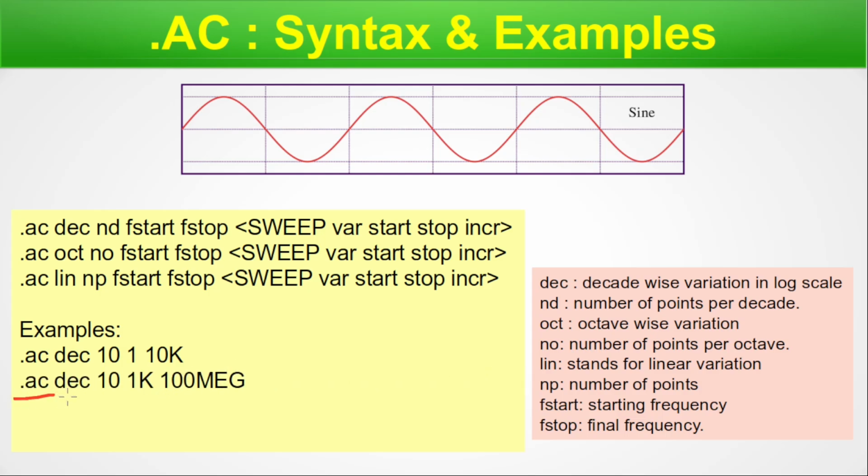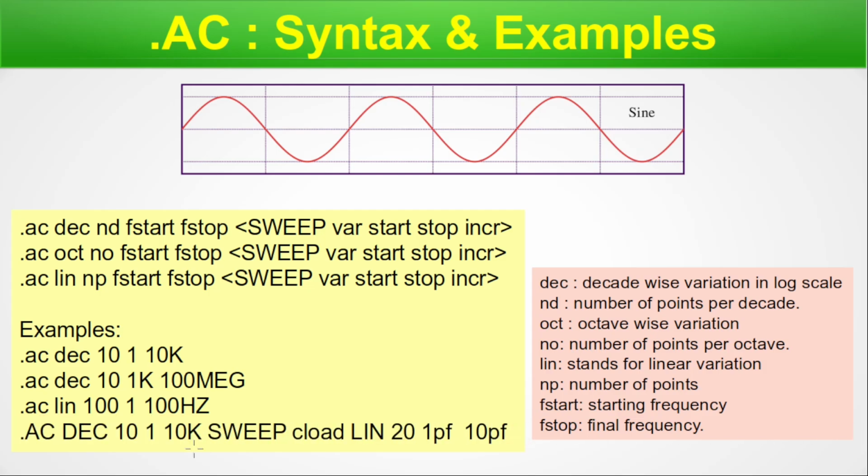Next, we have .AC and decade. Number of points will be 10. Starting frequency 1k and ending frequency 100 meg. Obviously, we are considering the default units of the frequency. Now we have .AC, then linear, with 100 points. Starting is 1 and ending is 100 Hz for the frequency.